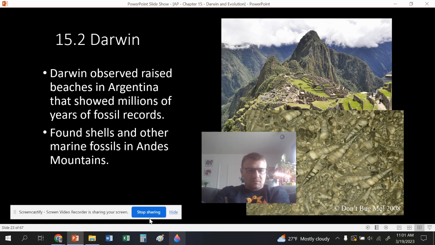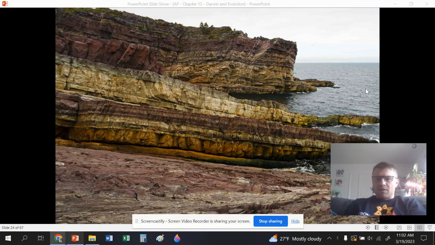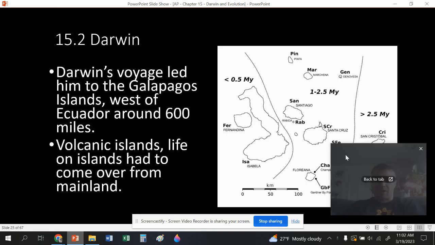Whenever he was on the boat, he also saw the coastline and these layers of earth. Again, every time I see these layers, I just get really happy because this shows us deep time. And again, this was more evidence that he started to understand that the earth was millions and millions of years old, not just a couple thousand.